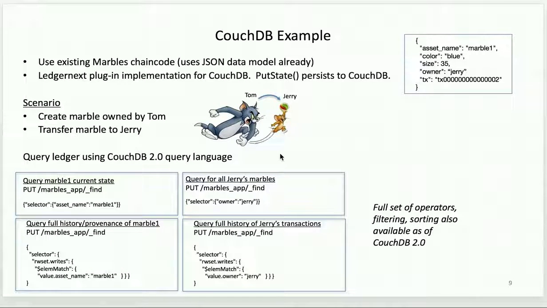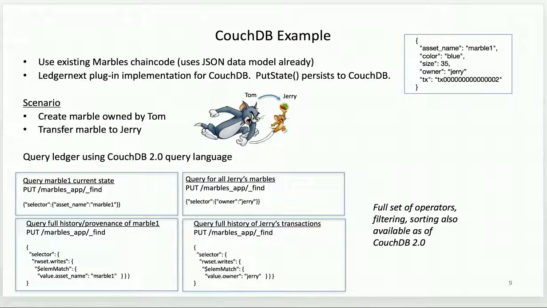So the scenario is we create a marble. It's initially owned by Tom, and then the marble is transferred to Jerry in a subsequent transaction. And then we'll be able to query the document and the transactions using various CouchDB query examples that you see here.